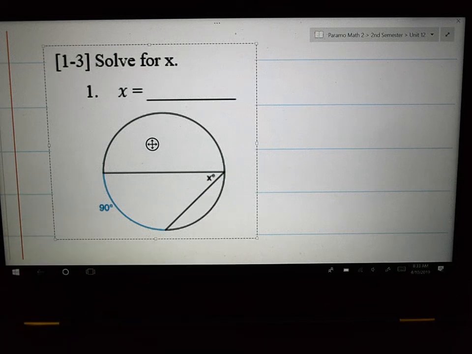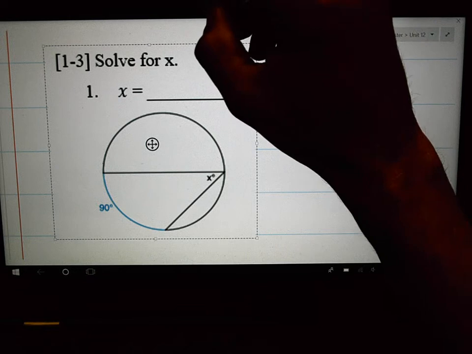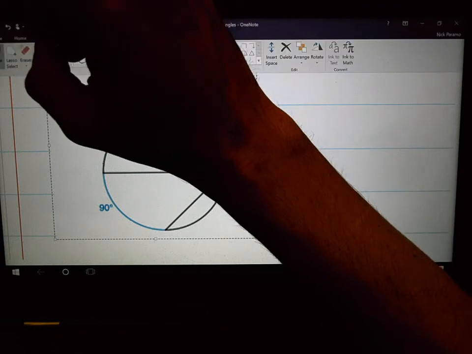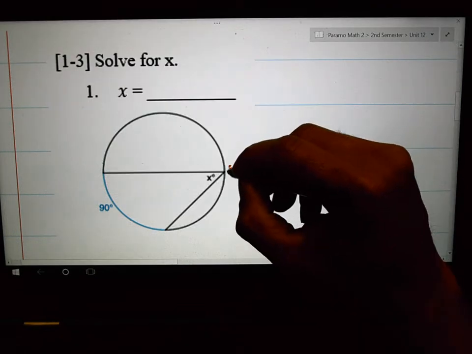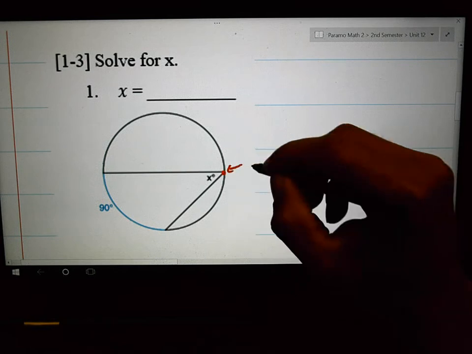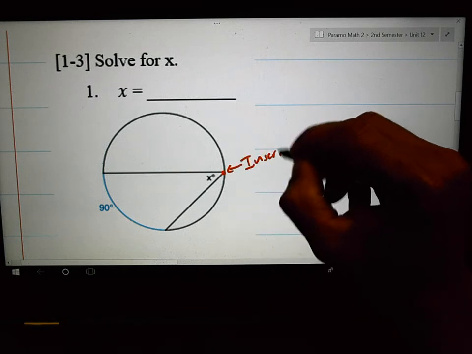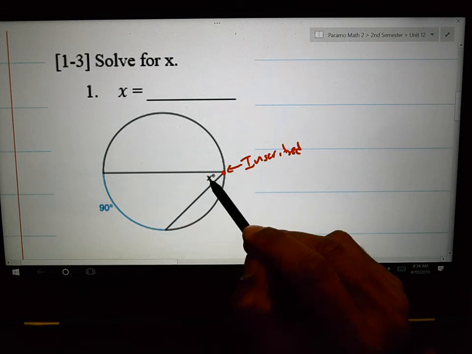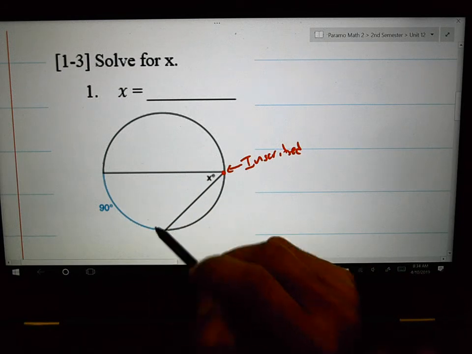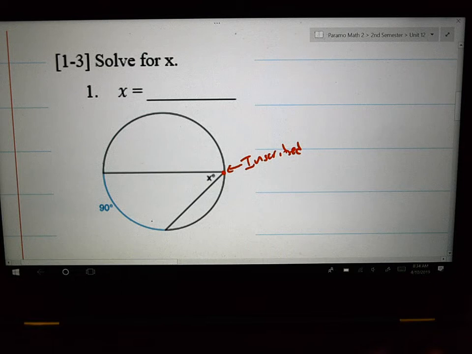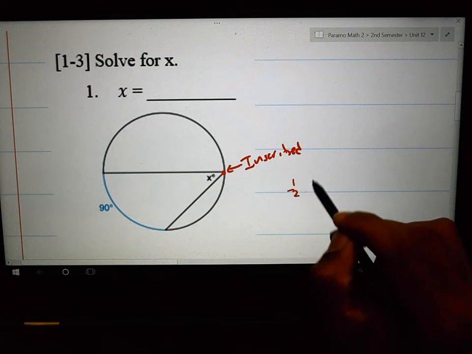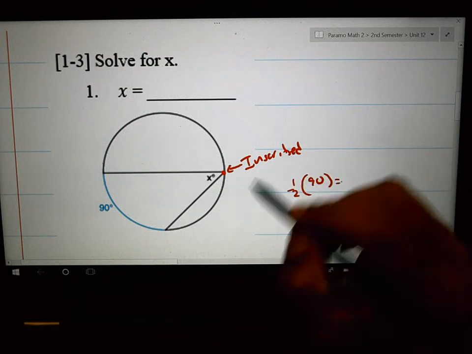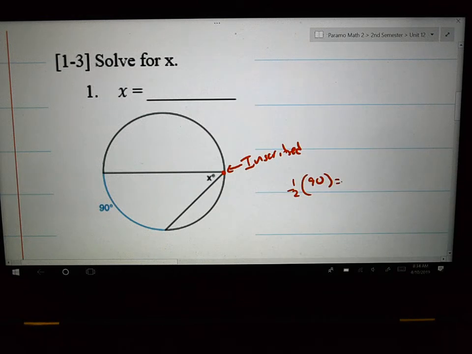X is a certain type of angle. If you don't know what kind of angle it is, I'm going to write it down here just so that you should be thinking about it. The vertex is on the edge of a circle. It is inscribed. Is inscribed equal? No, it's half. So if this arc is 90 degrees, x is going to be half of the arc it intercepts. What is half of 90 degrees? If you know that, you know the answer. If you know it, say it out loud.